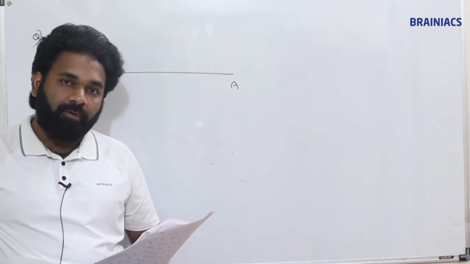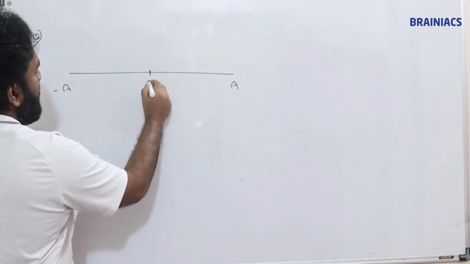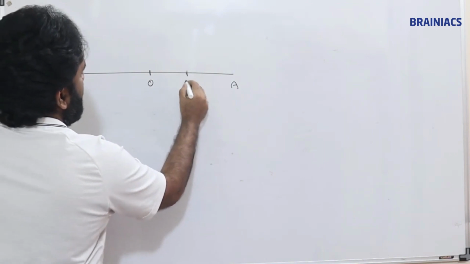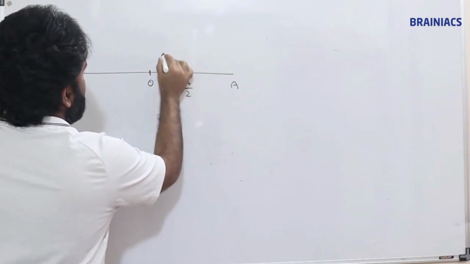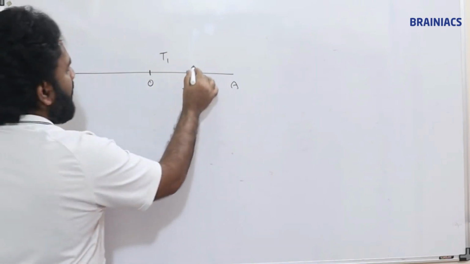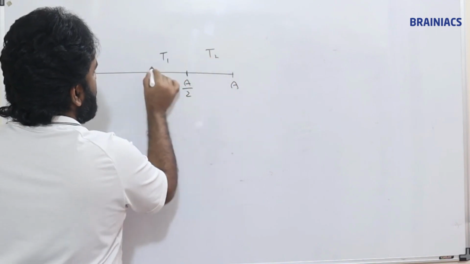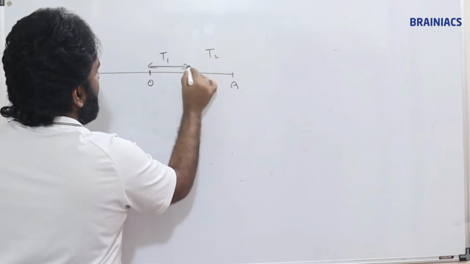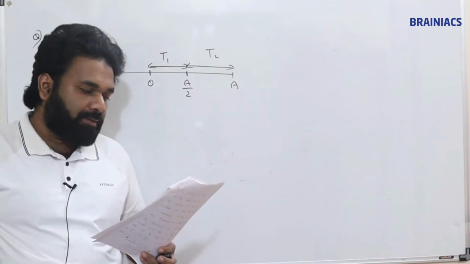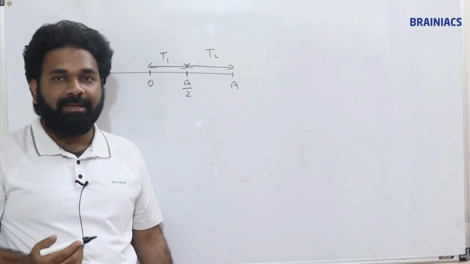The time taken for it to go from 0, that is the mean position, to A by 2 is T1. And to go from A by 2 to A is T2. So this is just a comparison: which one is greater?